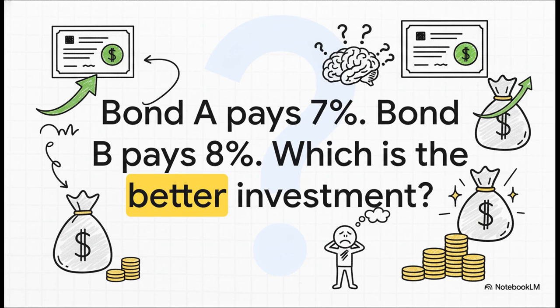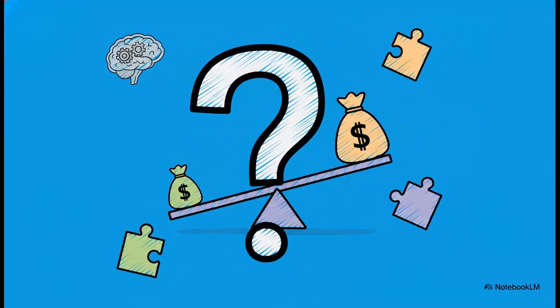Imagine you've got two bonds in front of you. Bond A pays 7%, bond B pays 8%. Which one do you pick? I mean, your gut is probably screaming, take the 8%, duh! And look, on the surface, that seems like a total no-brainer. But what if I told you that in the right situation, that 7% bond could actually end up making you more money? Yeah, really. That's the puzzle we're going to piece together today.